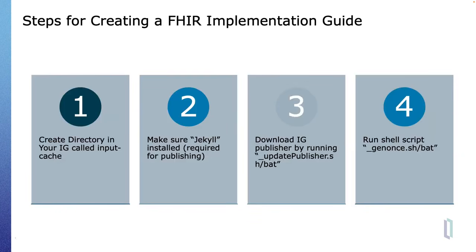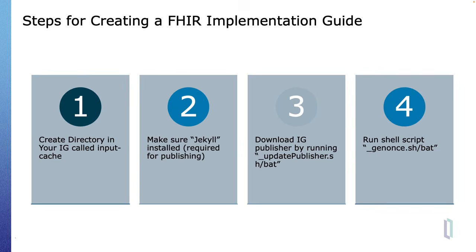So here are the simple steps for creating a FHIR implementation guide. We're going to create a directory, which we're going to call input cache. We're going to run Jekyll against this directory, and then we're going to download the IG publisher and run this command, _updatePublisher.sh, or .bat if you're on Windows. And then we'll run this shell script.